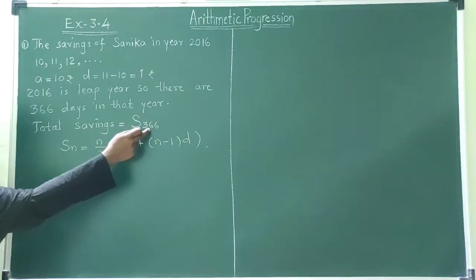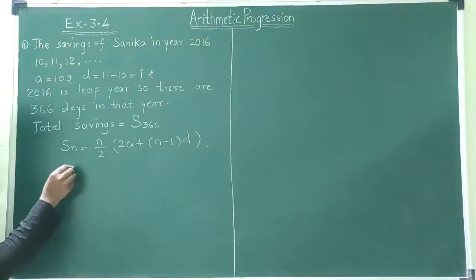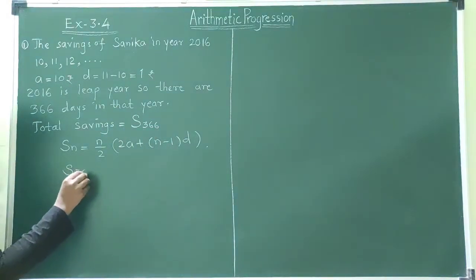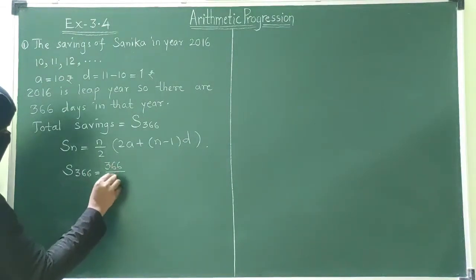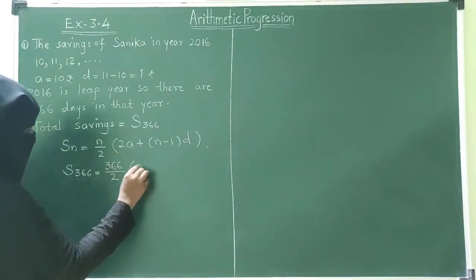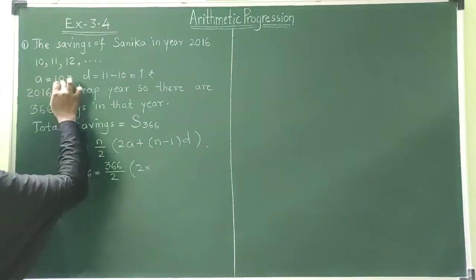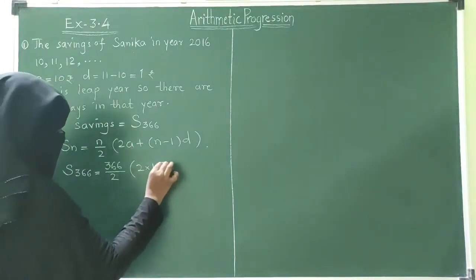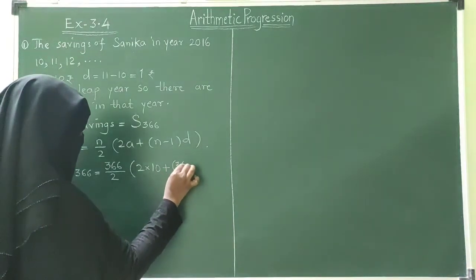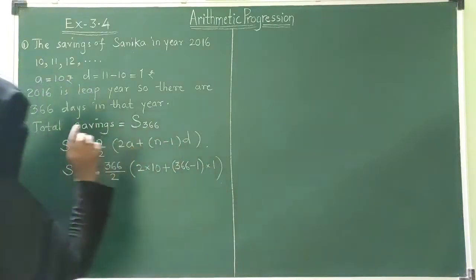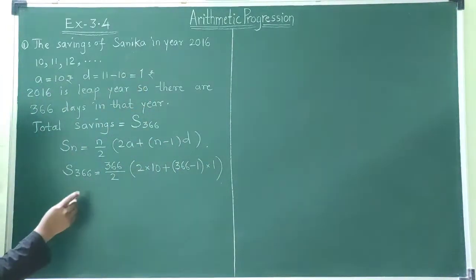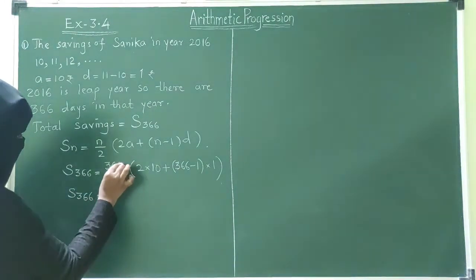एन की वैल्यू हमें पुट करनी है 366. S366 is equal to n की वैल्यू 366 divided by 2, 2 into value of A is 10 plus n minus 1. N is 366 minus 1 into D is 1. D is 1. S366 is equal to, यहाँ डिवाइड करेंगे हम.